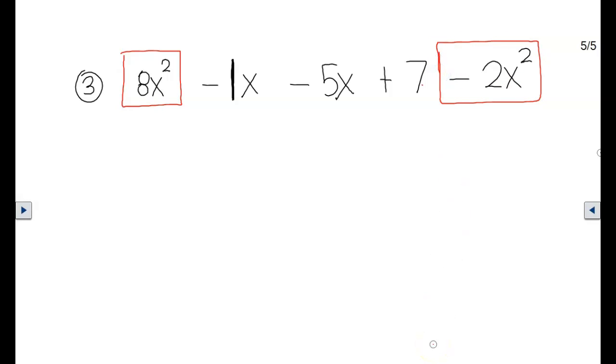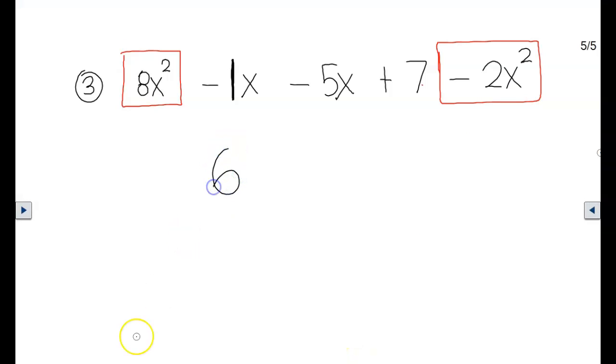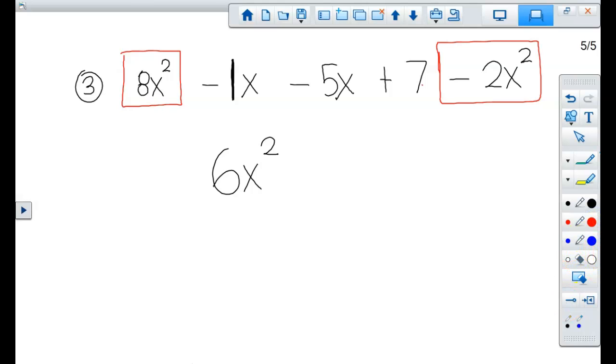So when I put a box around him, I'm going to put a box around that minus as well. And now I am going to focus all of my attention on those red boxes and do what it says. It says to do 8 minus 2. I'm not looking at anything else but those red boxes. 8 minus 2 is 6. And what was the last name? x squared, so I reattach that last name. I never change last names when I'm combining like terms.